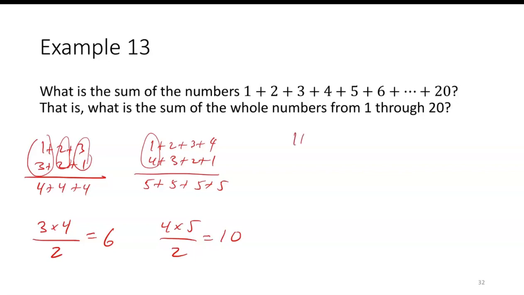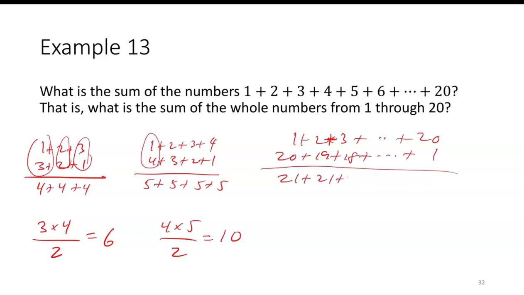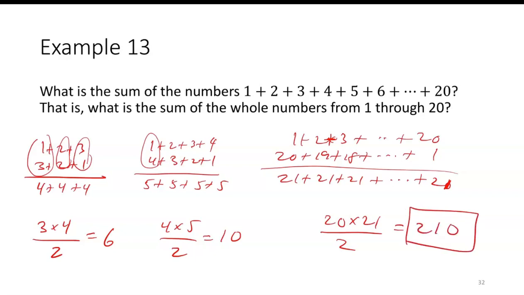So if I want to do 1 plus 2 plus 3, all the way up to plus 20, and 20 plus 19 plus 18, all the way down to plus 1. Column-wise, this is 21 plus 21 plus 21, 20 of these 21s, divided by 2. Well, 20 divided by 2 is 10. 10 times 21 is 210. So the sum of the numbers 1 through 20 is 210.